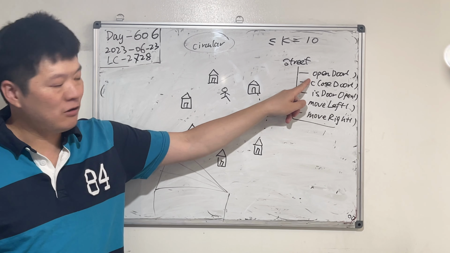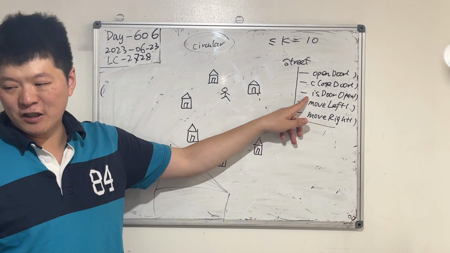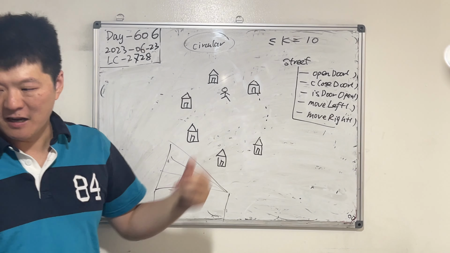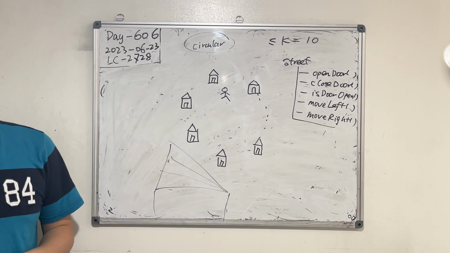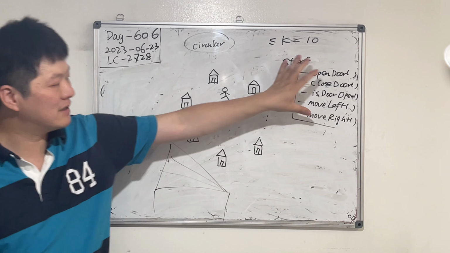We can open the door at the current position. We can close the door. We can check if the door is open. We can ask Eric or Ryan to move left or move right. So now your task is to design an algorithm to count how many houses there are, using these methods.